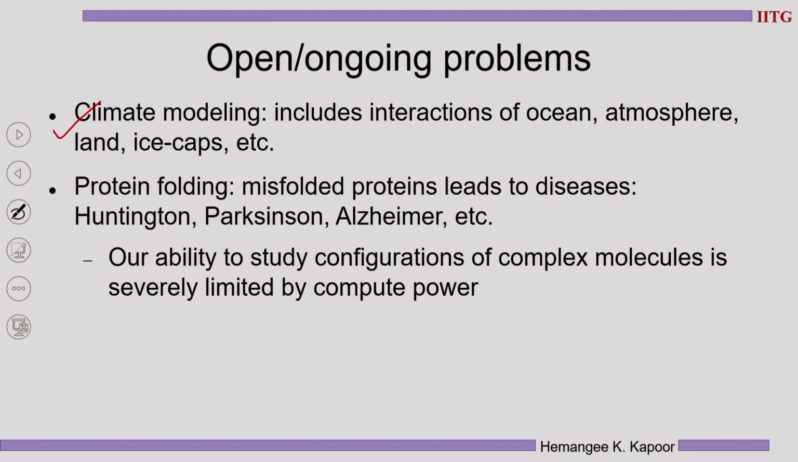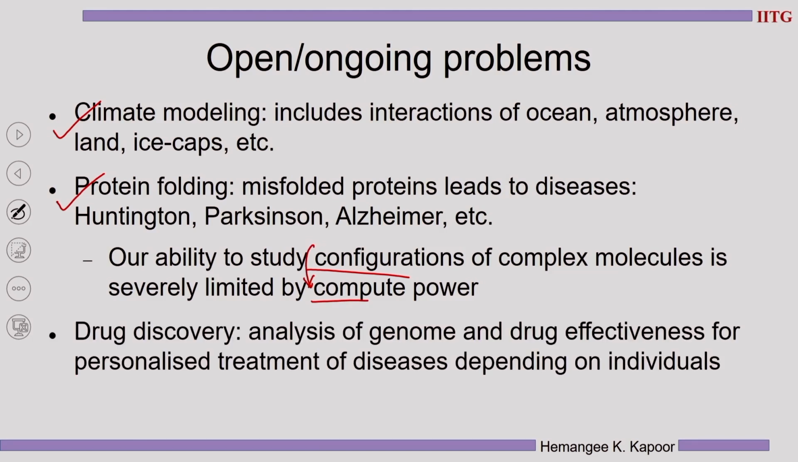Then protein folding is another one. Now how do I use this? So people in the biotechnology or biosciences and engineering use this idea to identify the type of diseases and the solutions to them. So our ability to study further configurations, right? So this configuration depends on the compute power. The more compute power I have, the better I can predict the diseases or understand how they affect each other. Then the other new avenue is drug discovery.